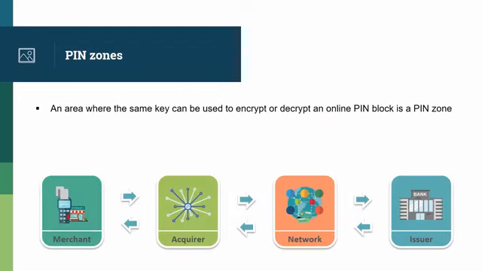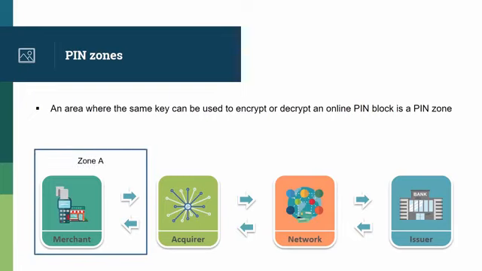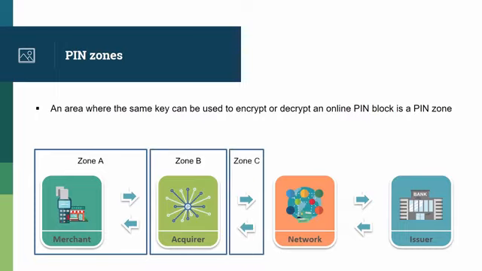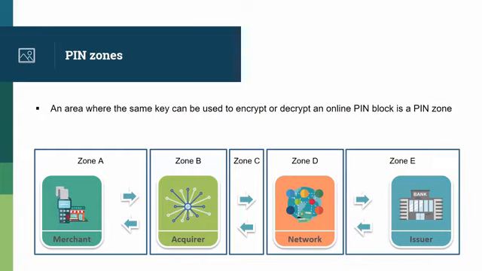An area where the same key can be used to encrypt or decrypt an online PIN block is a PIN zone. If we go back to a simplified picture, there is one zone between the terminal and the acquirer, a different zone inside the acquirer's host, another one between the acquirer and the payment network, yet another one inside the payment network system, and the last one between the payment network and the issuer. Again, this is a simplified picture. The more actors you add to it, the more zones you need. And there can be zones inside those systems.